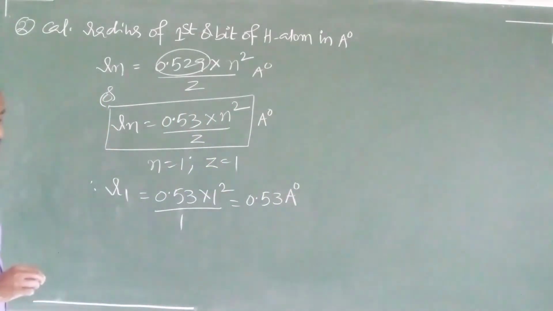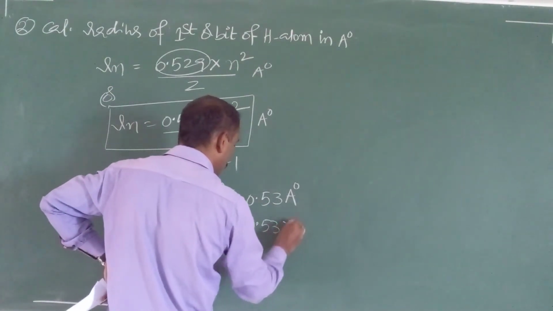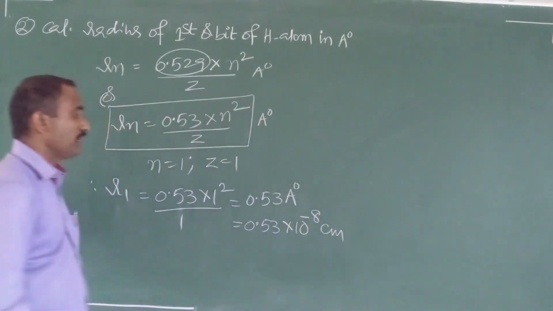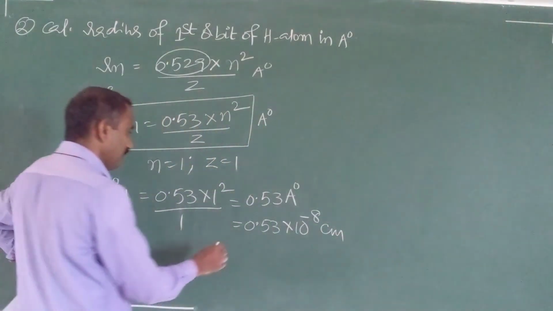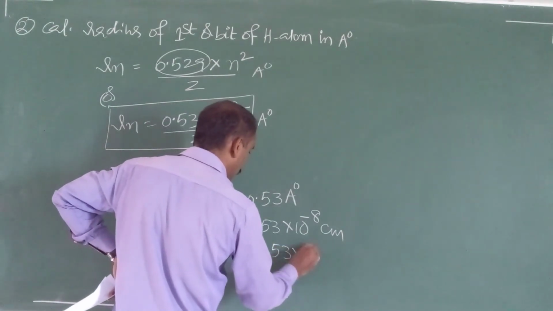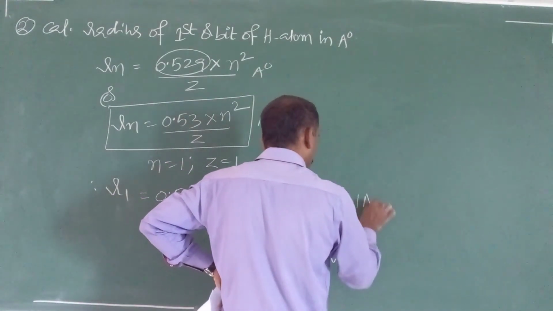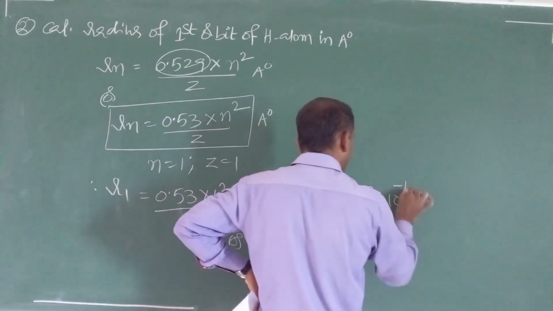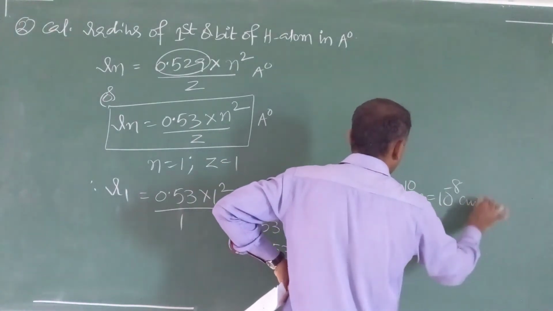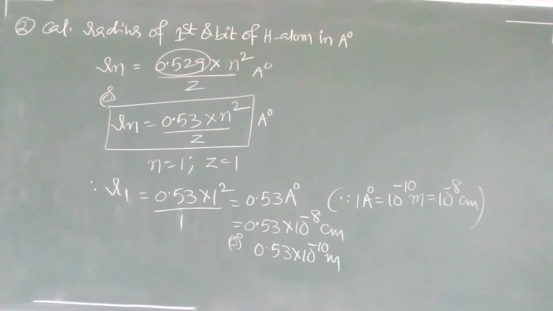If they are asking in centimeters, our answer is 0.53 into 10 power minus 8 centimeter, because 1 angstrom unit equal to 10 power minus 8 centimeter. If they are asking in meter, our answer is 0.53 into 10 power minus 10 meters, since 1 angstrom unit equal to 10 power minus 10 meters. So this is radius of first orbit of hydrogen.